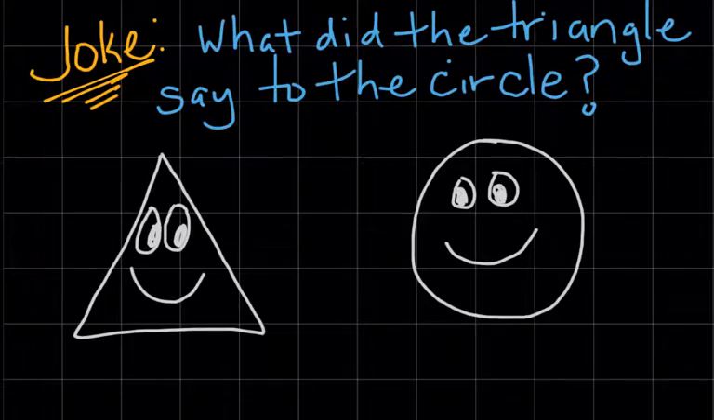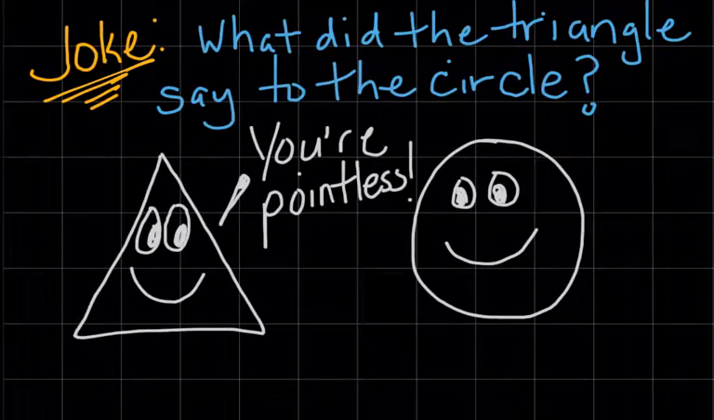Alright, we haven't done this in a while. Let's start with a joke. What did the triangle say to the circle? You're pointless. Aw, he's sad. Hopefully you're not too, since this joke was pretty pointless.